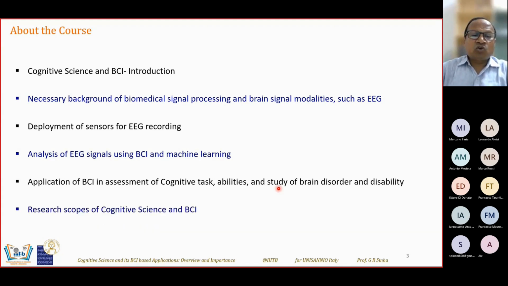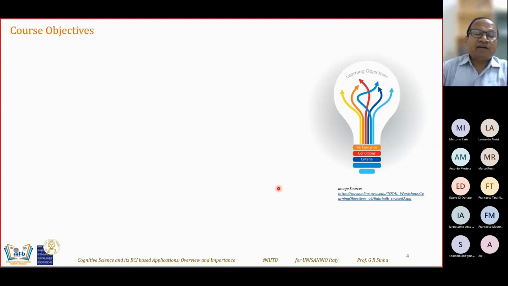And then the research scope of cognitive science and BCI, because one of my primary objectives is always to help you gain a research understanding, that research scope, so that you can take something out of the lectures and start doing some kind of research activities in this area. How? I will definitely tell you.